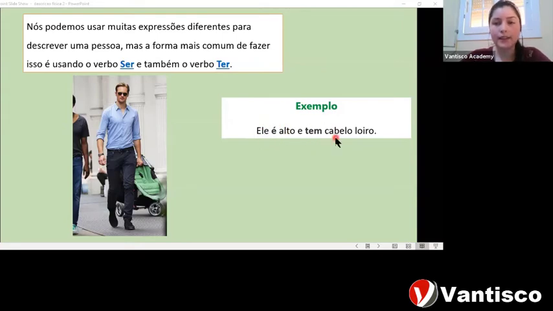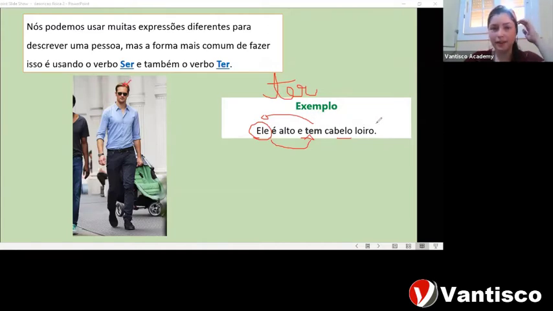So, ele é alto e tem cabelo loiro. He is tall and has blonde hair. With this pronoun ele, we are going to use tem. Okay, this is the right conjugation for this pronoun. The verb we are talking about is the verb ter. That means to have in English. Então, ele é alto e tem cabelo loiro. Cabelo means hair, and loiro is the color of his hair. Okay?